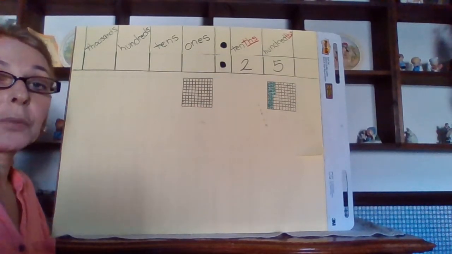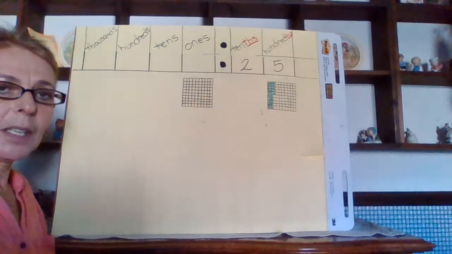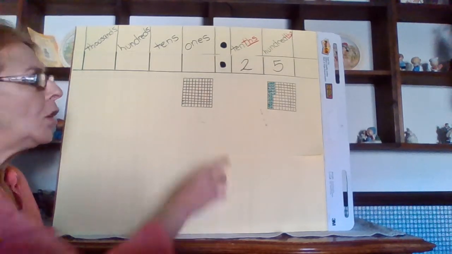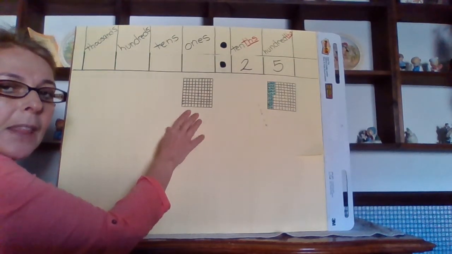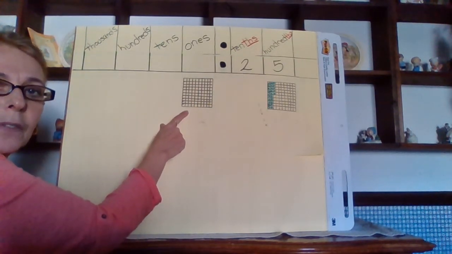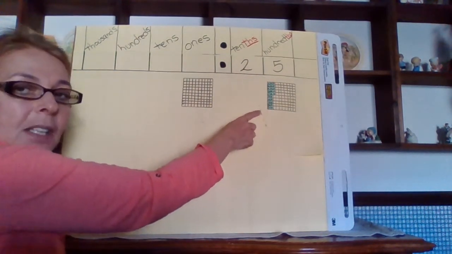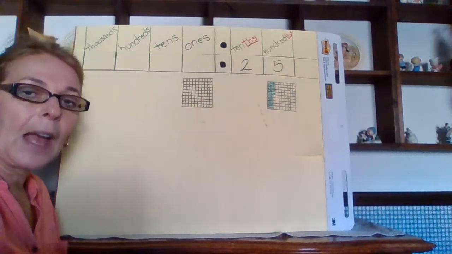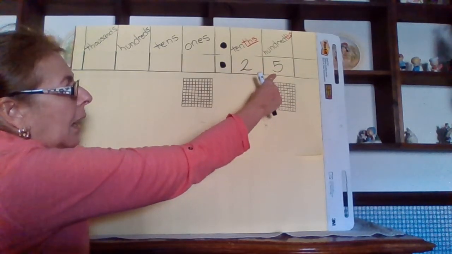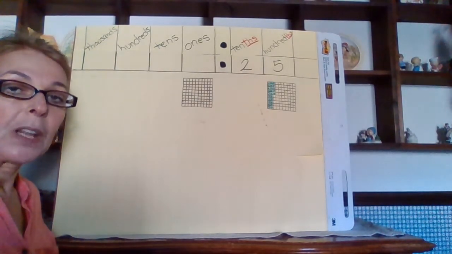Now I've used a different model to represent one whole. This model is divided into 100 equal parts. It's almost like if you think about money, like 100 pennies equal $1. So I have 100 parts here. That represents my one whole. And now I want to look at part of my one whole. So I've drawn the same model, only this time I've shaded in only 25 out of the 100 parts. So I have 25 out of my 100 parts that represented my one whole.